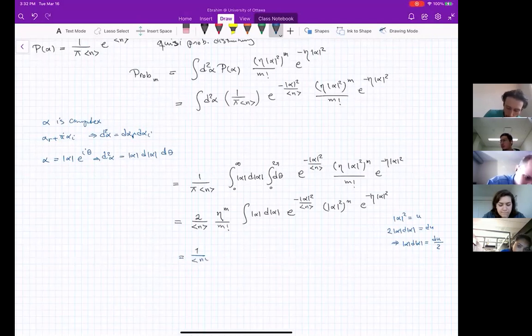So we will get 1 divided by n eta power of m divided by m factorial, integral of du e power of minus u divided by average photon number of n minus, sorry. Let's factor them together. Minus eta plus 1 divided by n u. And then I have u power of m. True? Yes, I think. Any mistakes?